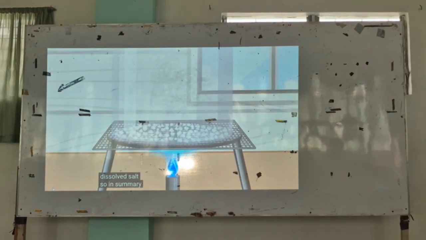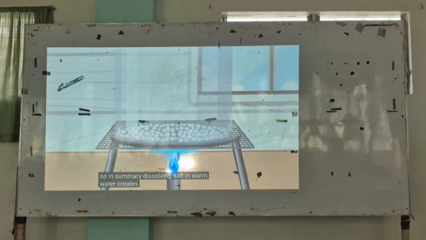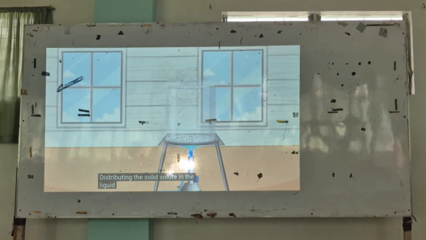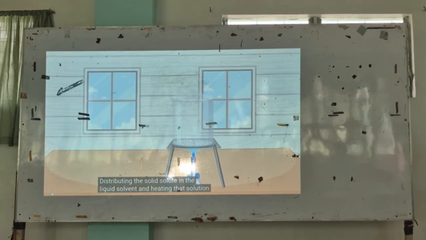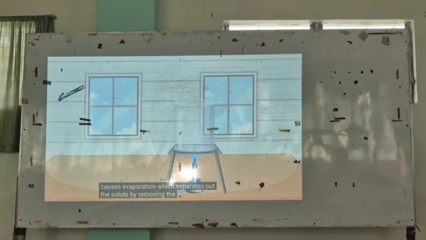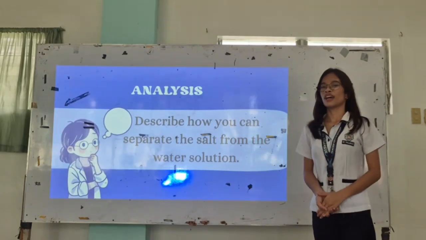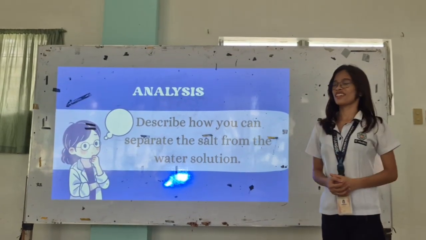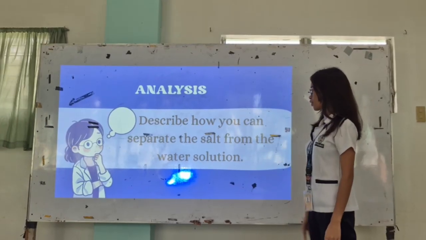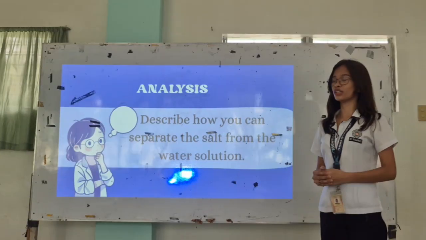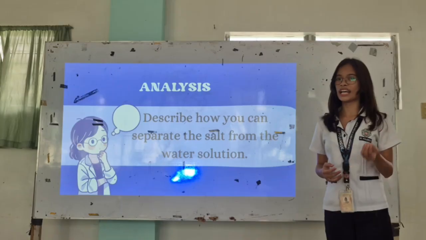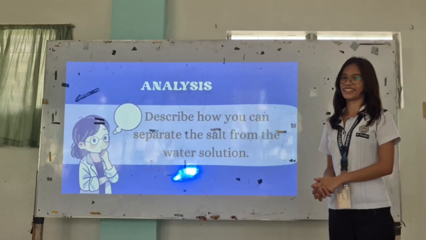So in summary, dissolving salt in warm water creates a solution by evenly distributing the solid solute in the liquid solvent. And heating that solution causes evaporation, which separates out the solute by removing the solvent. Okay, now let's answer this question. Describe how you can separate the salt from the water solution. So you can separate the salt from the saltwater solution by heating up the solution, leaving the salt behind.